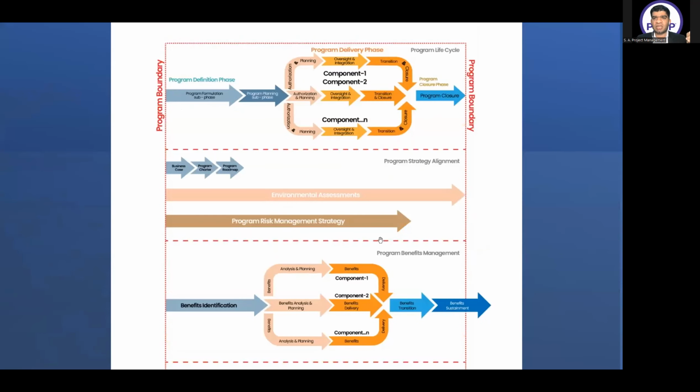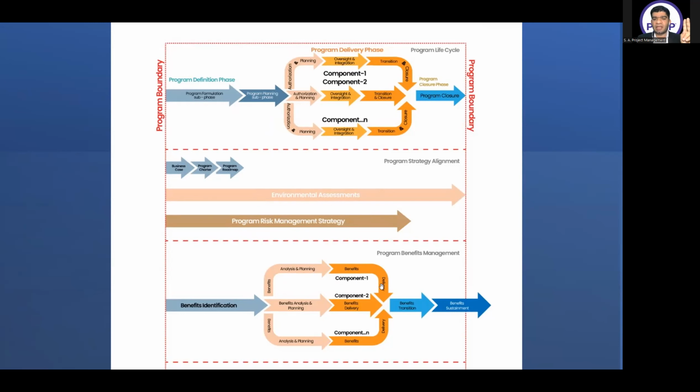The important thing to see here is that, everybody please focus on the sheet. The benefit analysis and planning will start when we are in the program planning surface. We are here in the program planning surface. We can start to make the plan, because in the program planning surface, I am making the program management plan. And the program management plan will have the benefits management plan as its subcomponent. And benefits will start to be delivered for every component during my program delivery phase.